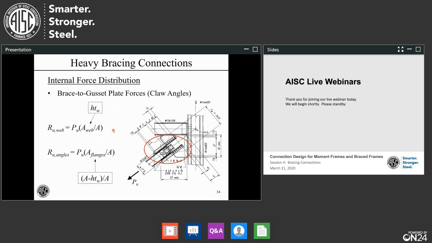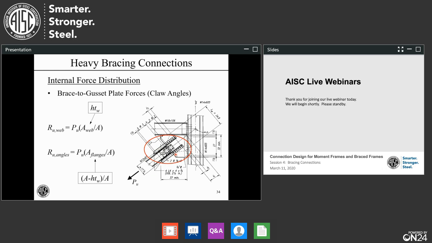Let's talk about these internal force distributions for a little while. This is really the star of the show for bracing connections. First, let's start with the easy ones, the brace to gusset plate forces. I'm illustrating this with the claw angles because that's the most difficult one. We have this brace force P sub U, and we need to know how much of that goes through these web plates, and of course the rest of it goes through the claw angles.